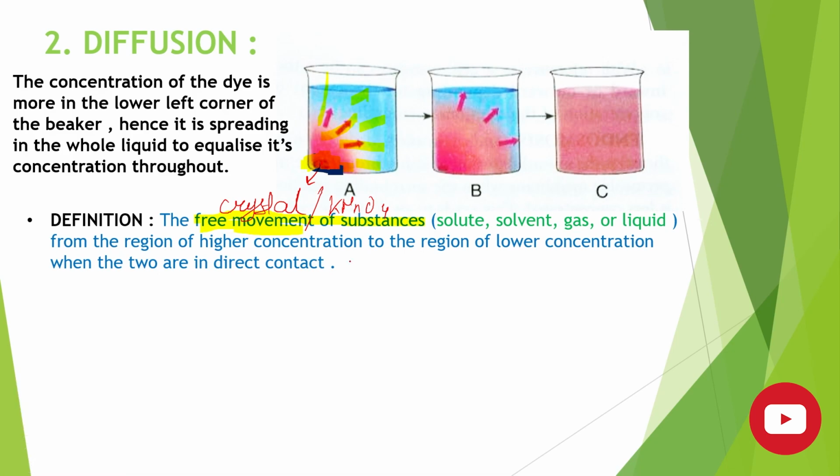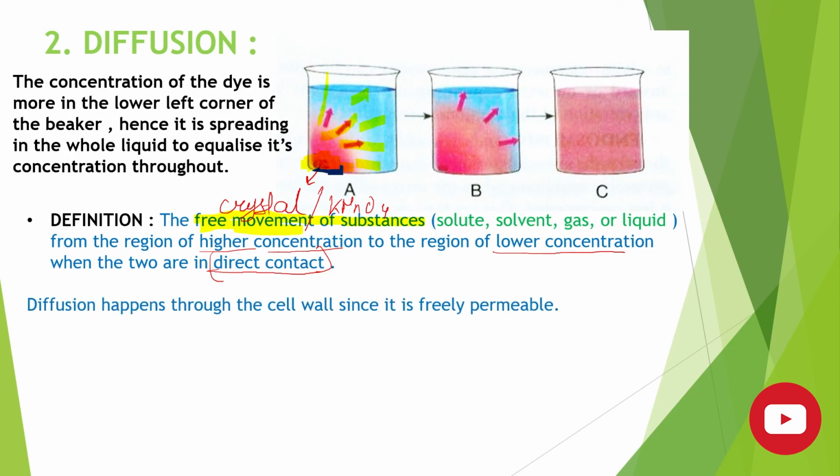It can be solute, solvent, gas, or liquid, anything, from the region of high concentration to the region of low concentration. The only requirement is that the two are kept in direct contact. So direct contact is very, very important for diffusion to take place. Here also, there's direct contact between the crystal and the water, and hence the color or ink of the crystal is spreading to the whole liquid column. That is diffusion by definition.